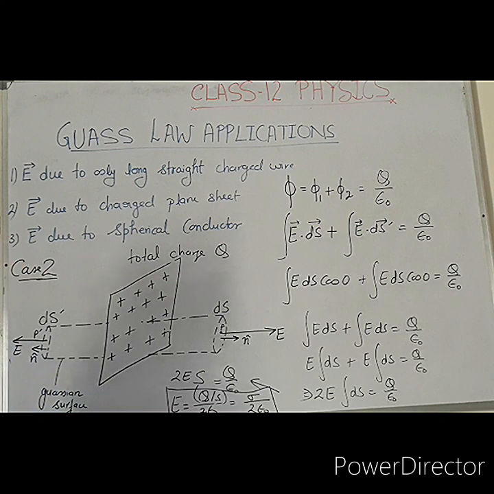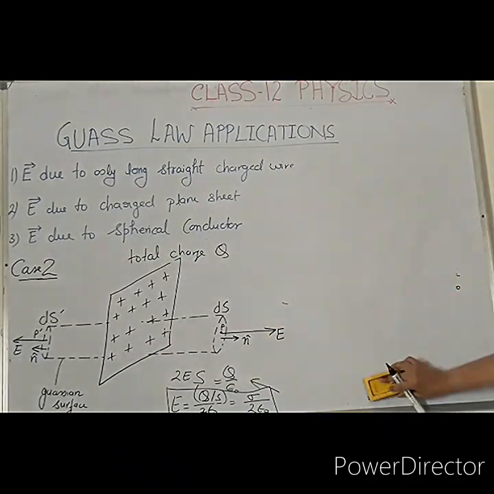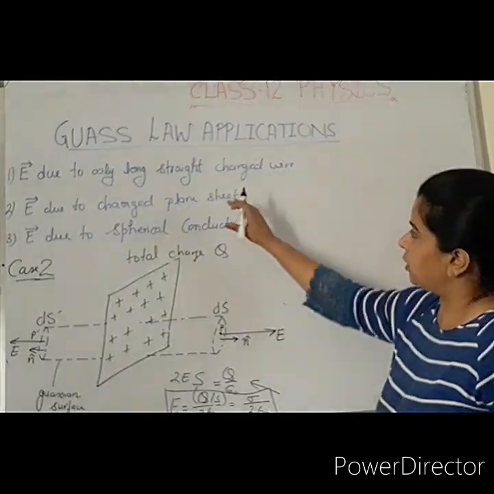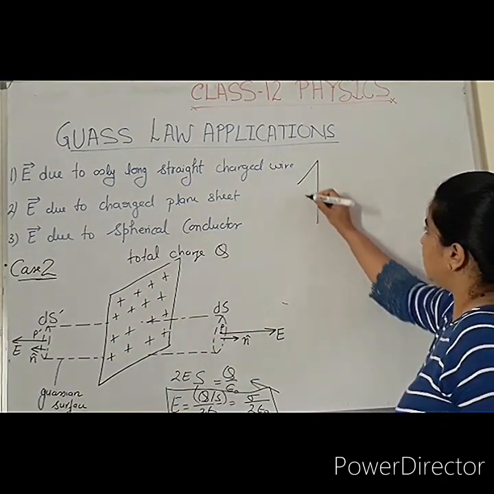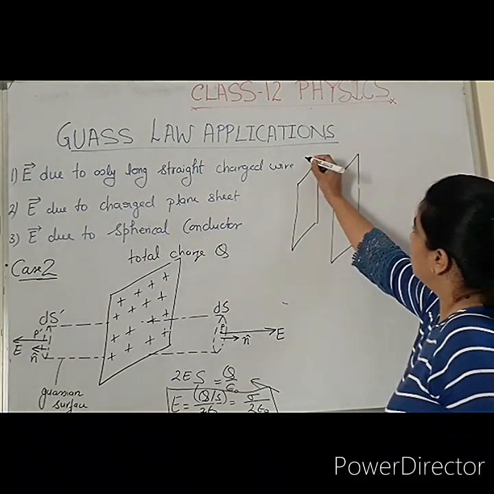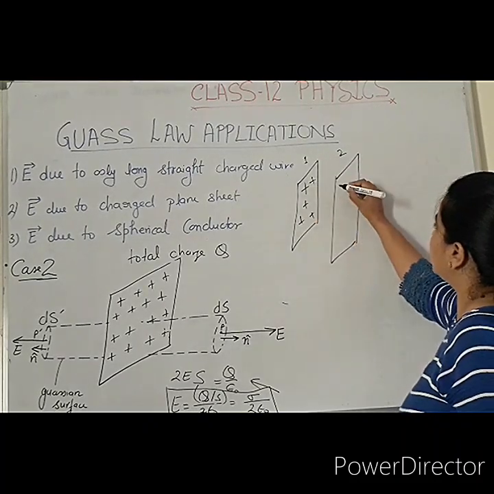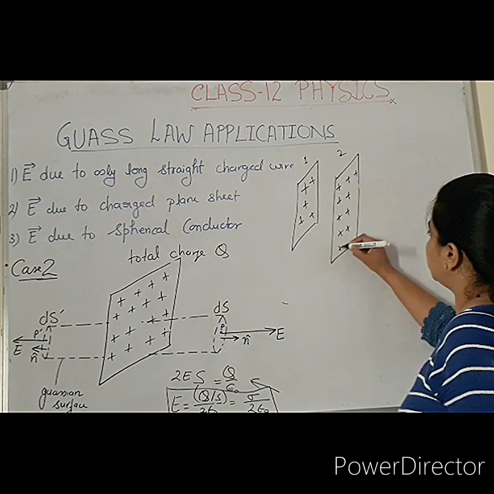Remember this formula, and there are so many cases regarding this formula. I am going to discuss 3 cases here with respect to this formula. Under the second application of Gauss law, if we are discussing 2 plane sheets, this one is plane sheet 1 and this one is plane sheet 2. Both are positively charged plane sheets.